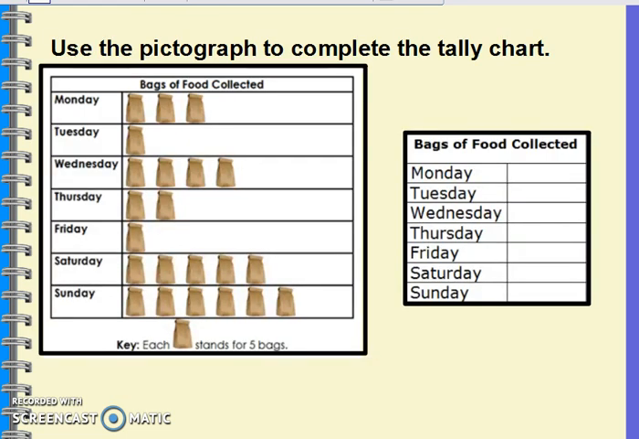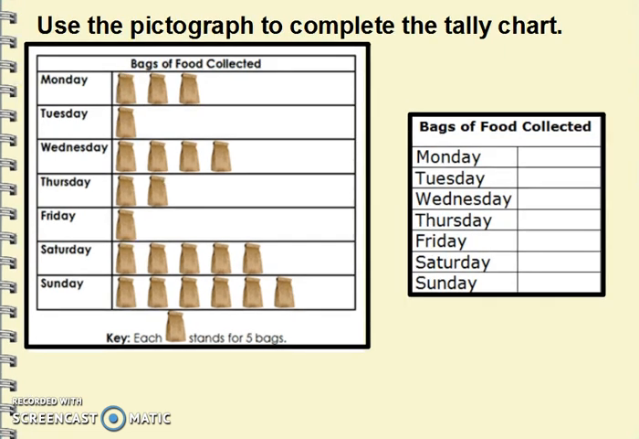Now, we will interpret data represented in a pictograph. First, let's look at the components of a pictograph. The pictograph's title is Bags of Food Collected. The title is above the pictograph.